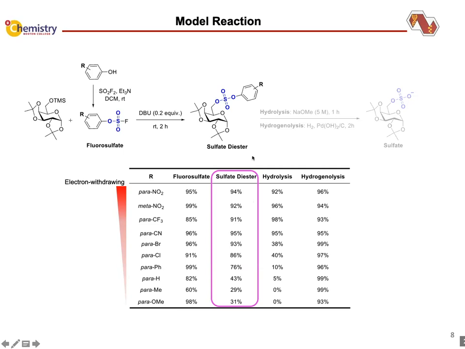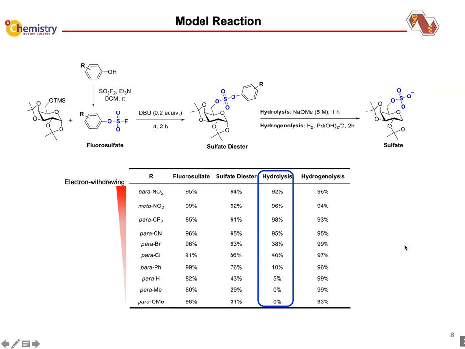Then we moved on to test whether our hypothesis is true, and that is whether we can selectively deprotect this sulfate diester by removing this aryl protecting group. Initially we thought that we could simply treat it with a strong base. The reason is that by changing this R group, you can make this aryl group a very good leaving group when the R group is electron withdrawing, right? And that can make the corresponding hydrolysis pretty selective and efficient on the aryl side of the aryl glycosyl sulfate diester. Which is indeed true, as you can see, the more electron withdrawing group turns out to be a better leaving group in this hydrolysis reaction in the presence of 5 molar sodium methoxide to generate the corresponding sulfate product in pretty good efficiency. As the R group becomes more electron donating, the efficiency of the hydrolysis reduces.